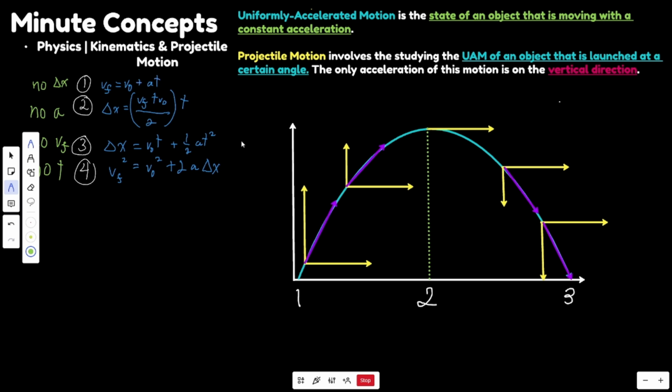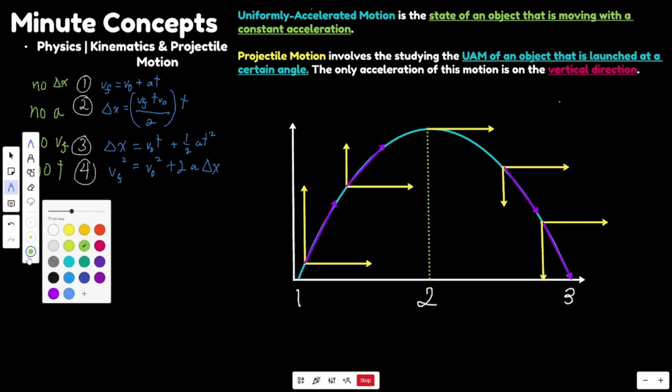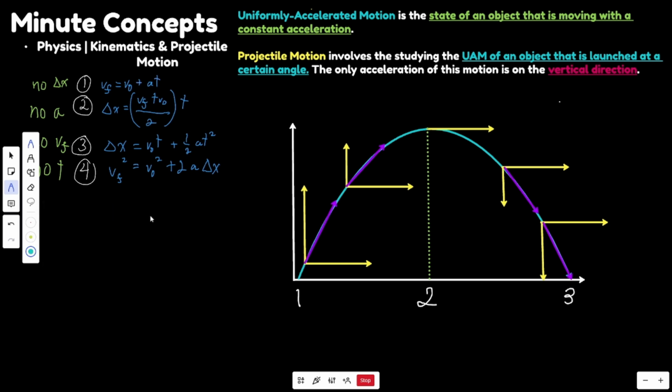So in the previous minute concept, we learned that projectile motion is essentially just the trajectory or the motion of an object that is launched at a certain angle. And the acceleration of an object in the motion of a projectile is actually constant, and the only acceleration it's experiencing is in the vertical direction, or in other words, gravity. So let's analyze this graph over here. Based on the graph given, we can see that there are three main parts of the trajectory or projectile motion.